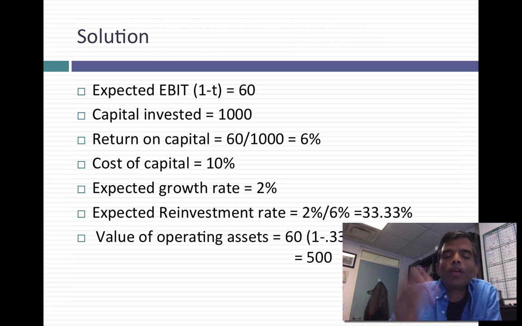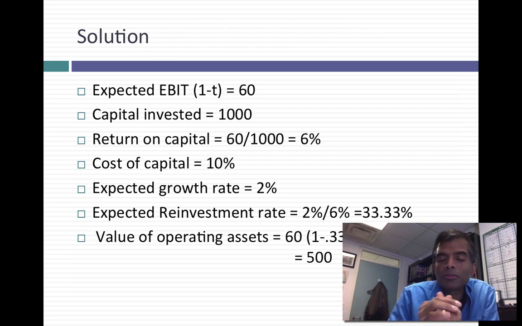But there is no way you can compute a terminal value unless I tell you something about the return on capital in perpetuity. In this case, the return on capital is 6%. The cost of capital is 10%. The company is generating less than its cost of capital. To get a growth rate of 2% with a return on capital of 6%, I'll need to reinvest 2 over 6, which is a 1/3 of my after-tax operating income every year in perpetuity.